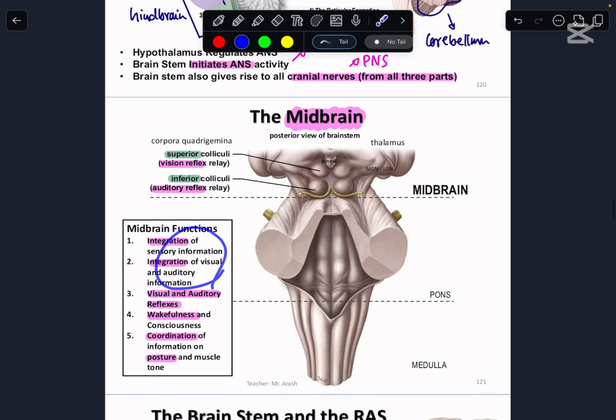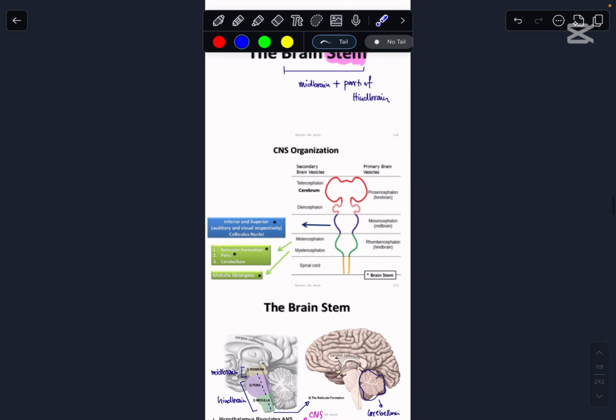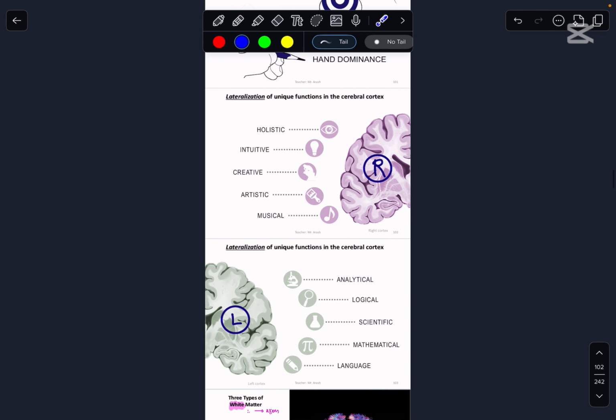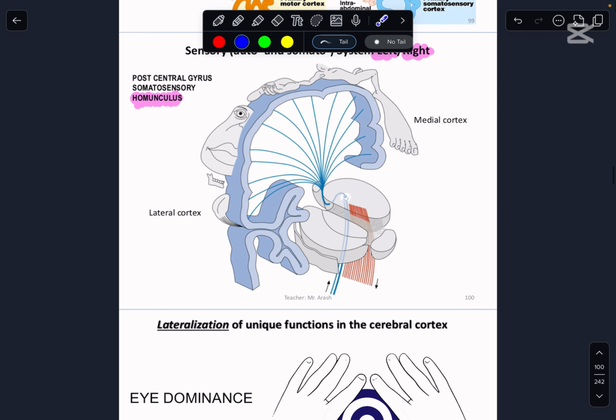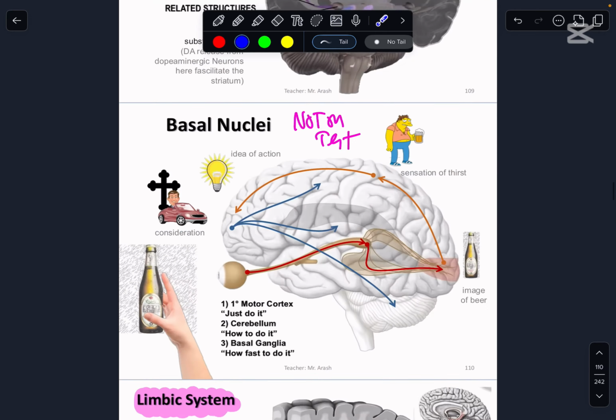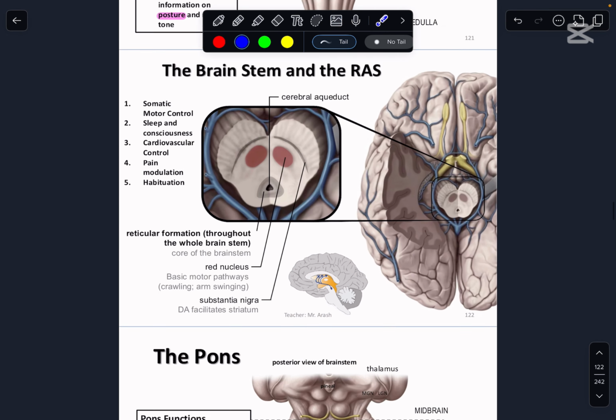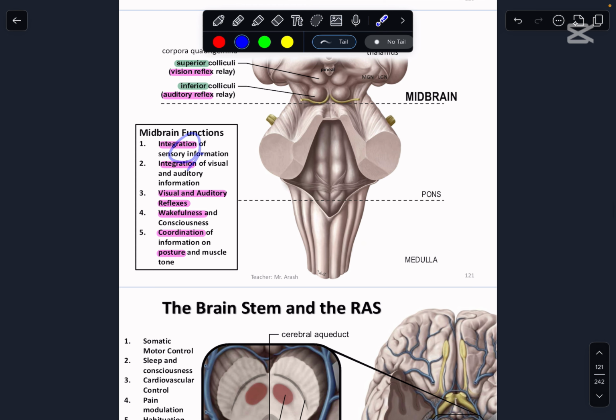Integrating information. Why? Because as I mentioned before, the lateralization happens mainly in the midbrain area. Okay, so we will see that soon. Let me just go back and see if the lateralization was mentioned here. Yeah, so that's your midbrain, guys, essentially. It also happens in your thalamus, but it's mostly in the midbrain that it happens. So let's go back here. Yeah, so that's what integration really means.